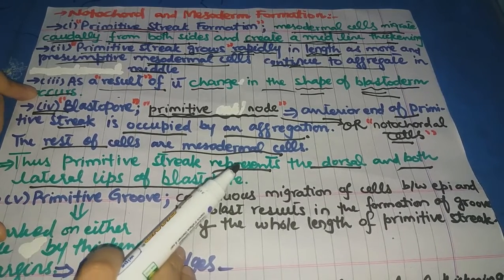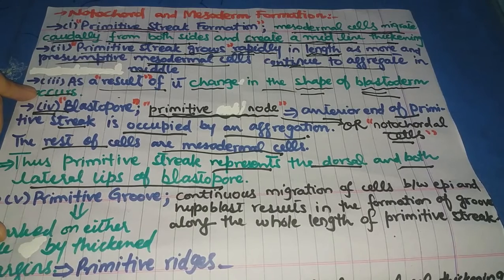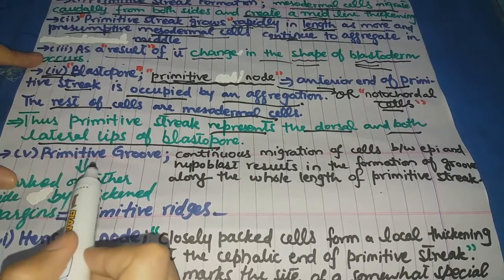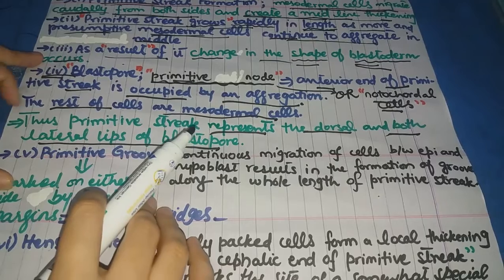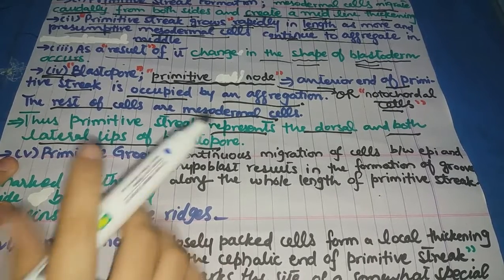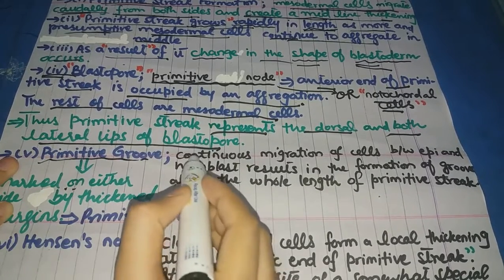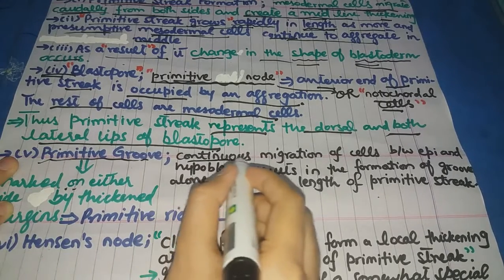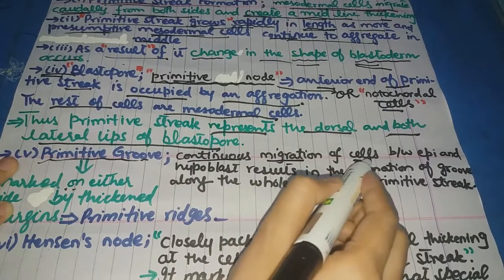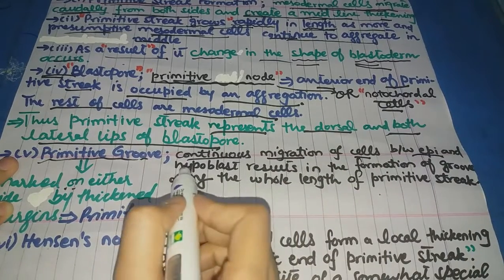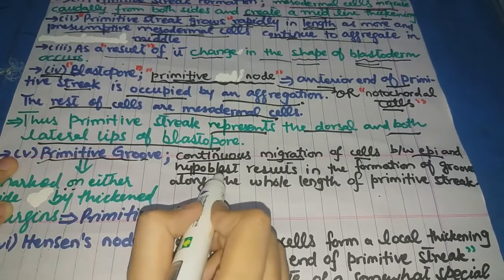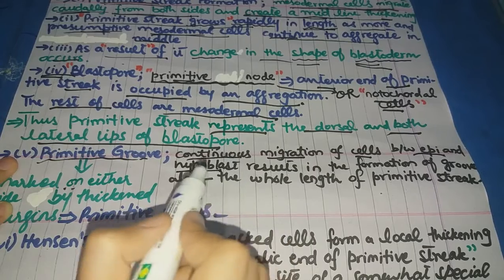So the next step, the fifth stage in the notochord and mesoderm formation, is primitive groove formation. What is this primitive groove actually? This is formed as a result of continuous migration of cells between the epiblast and hypoblast.